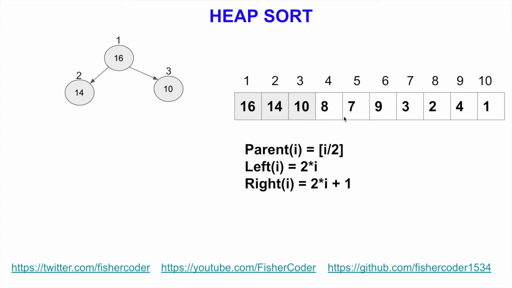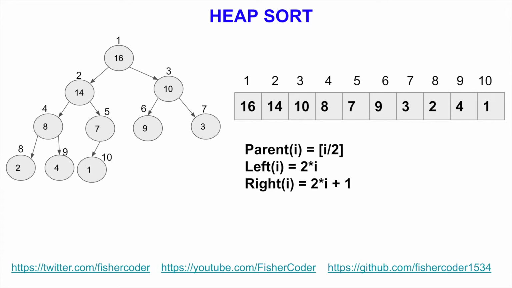All right, with that said, we'll continue to map the remainder of this array into a valid heap structure. So 8, continue, 7, 9, 3, 2, 4, and 1. So we keep mapping things from the left towards the right. That's how we can map any randomly ordered array into a valid heap data structure.